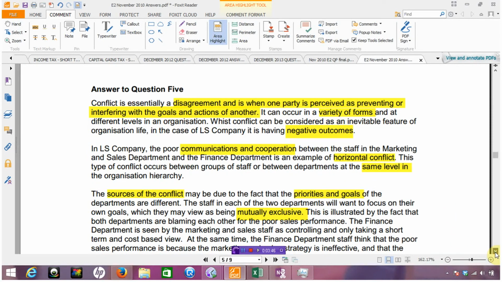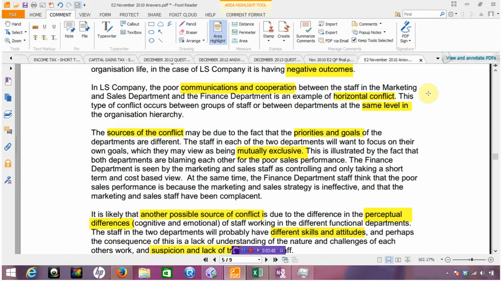Okay. Now, once they've identified the type of conflict here, they talk about the source or indeed the nature of that particular conflict. And in this particular case, because it's between departments, it's highly likely that the priorities and indeed the goals are different between those departments, and really all that they do in this paragraph is cut and paste the scenario that they've given you and detail how those goals and priorities are different.